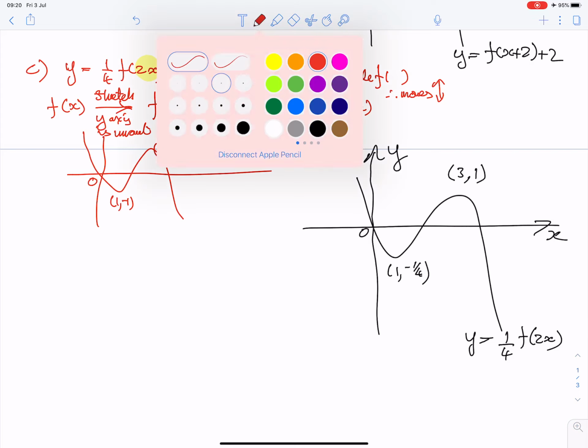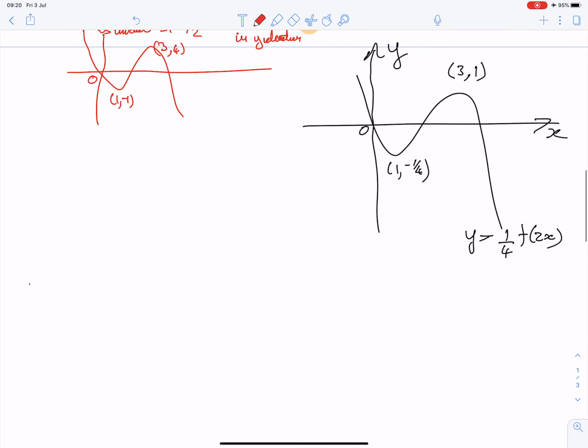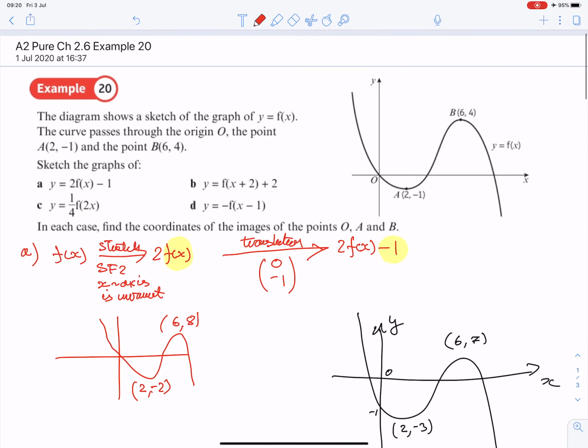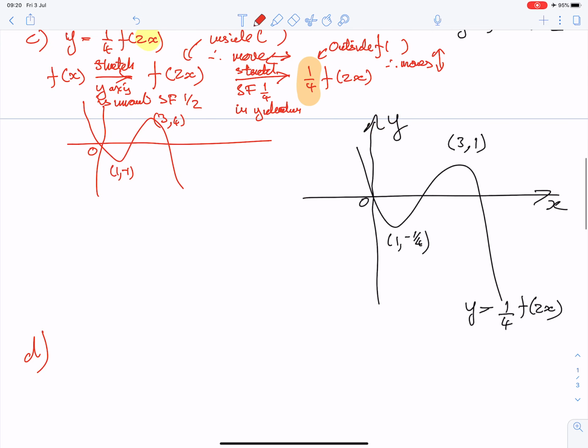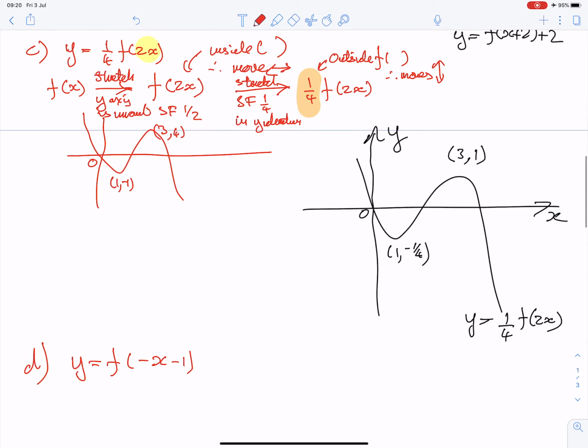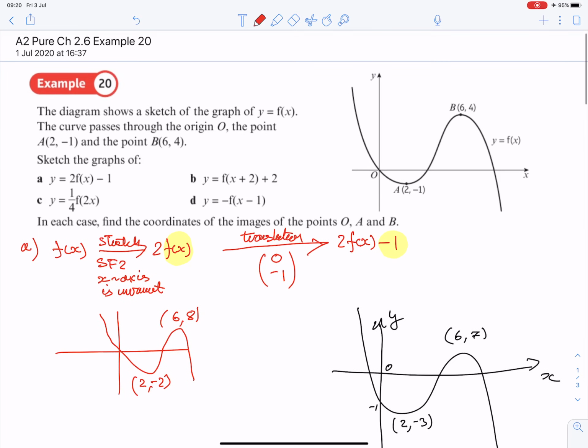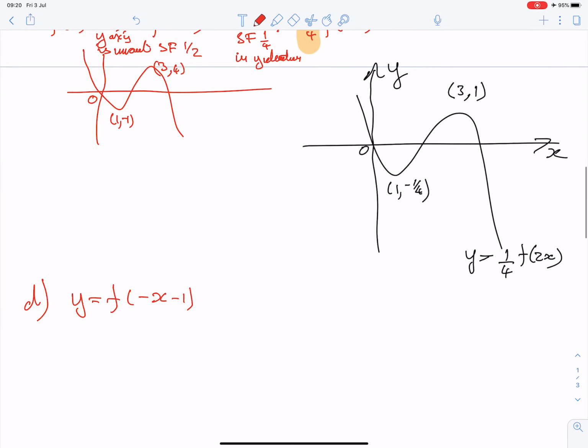Part D. Yeah, the more complicated these are, the more important doing the sort of planning is. So y equals minus f of x minus 1. No, minus f of x minus 1. Y equals minus f of x minus 1.